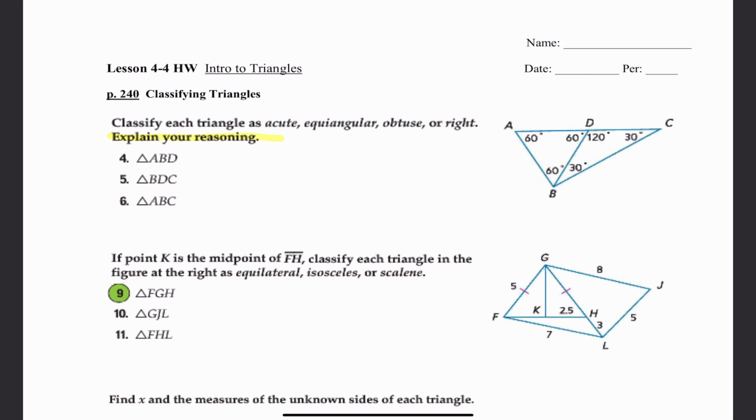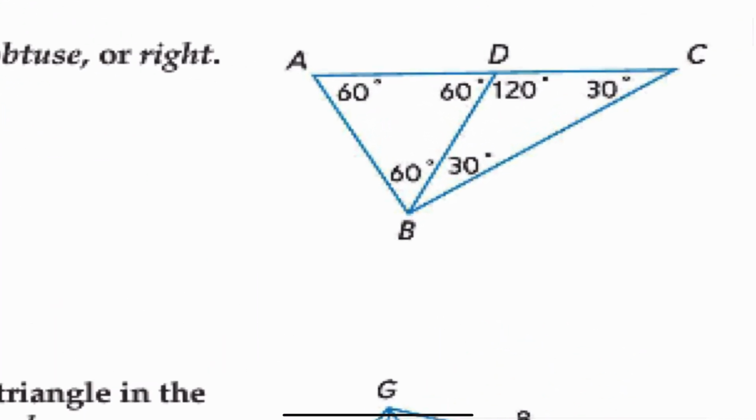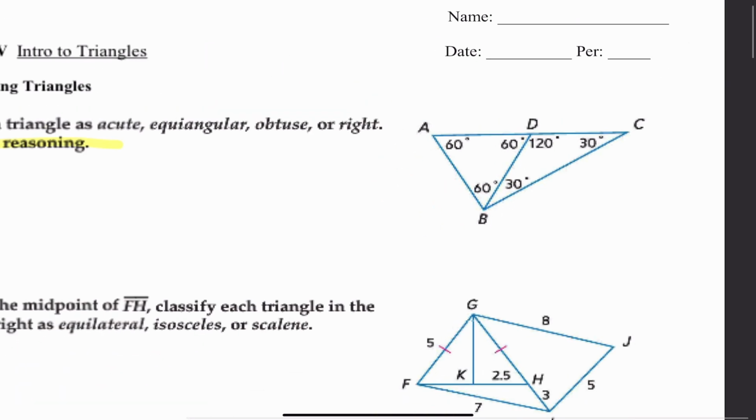Number 6 would be ABC, close it, and I would recommend that you take a look at these 2 angles as it's part of this angle here for that triangle.